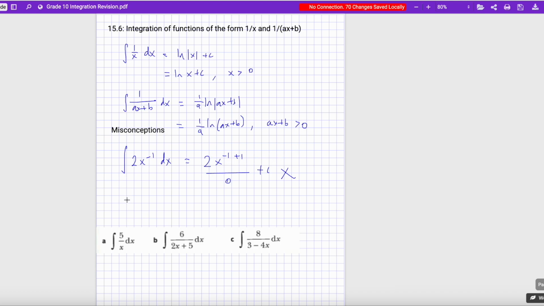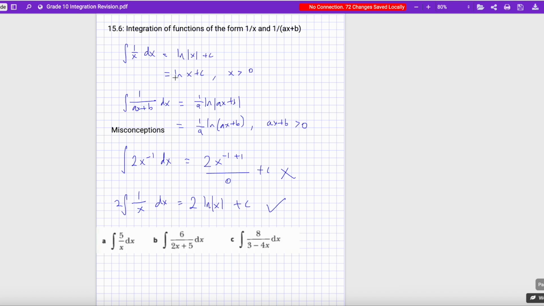The right way to do this is to convert this into 2 times 1 over x dx, and then use the rule above. So we get 2 ln mod x plus c. So this is the right way to do integration with a negative 1 power. Just take note of it.